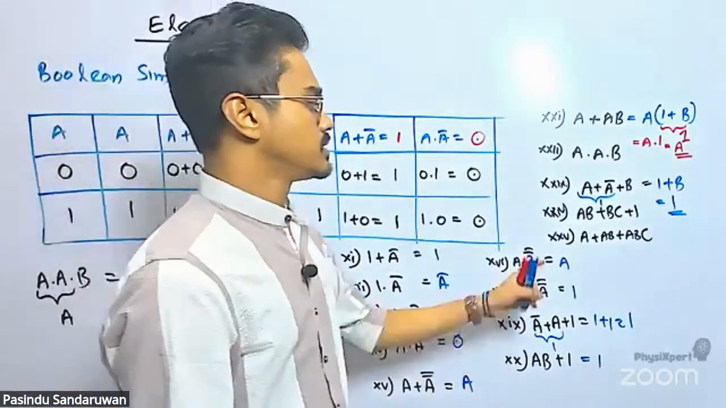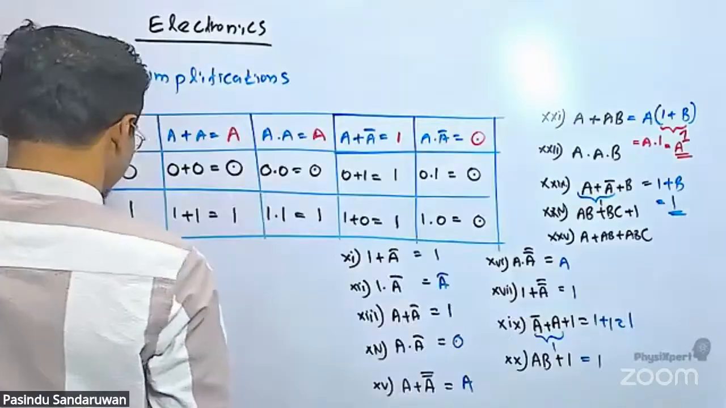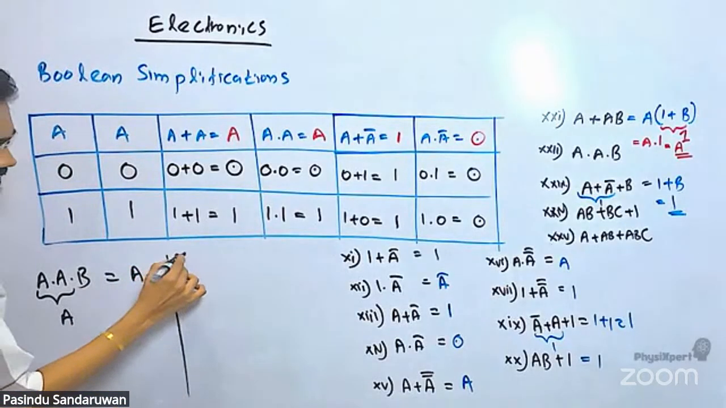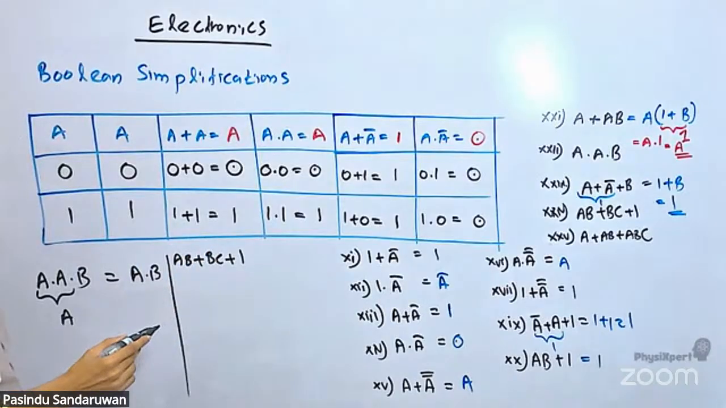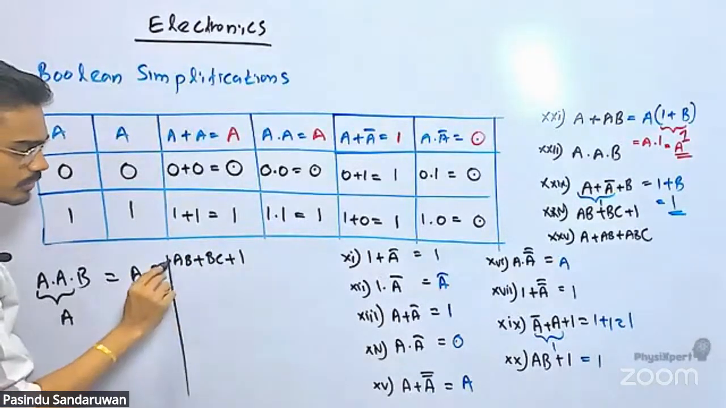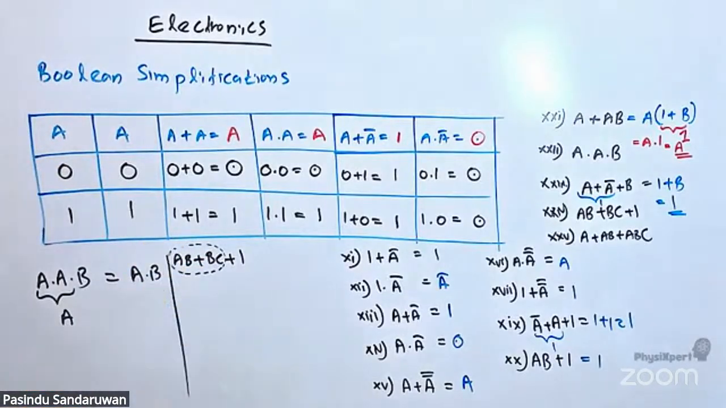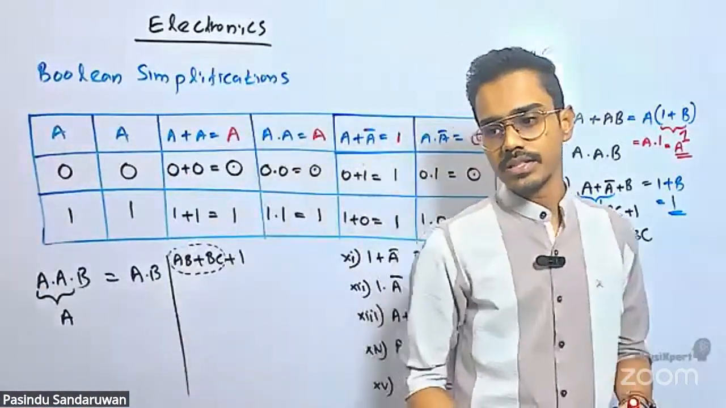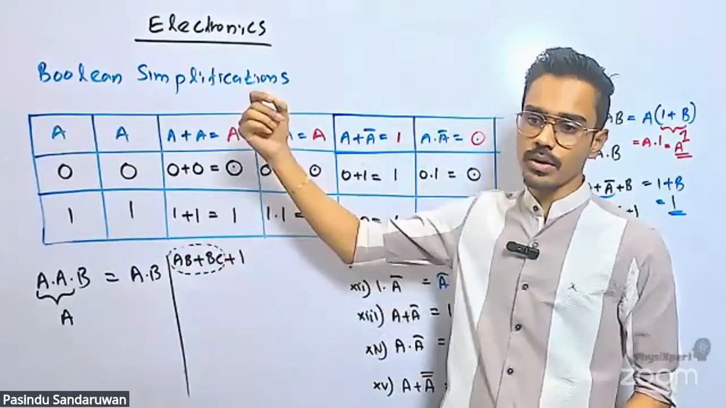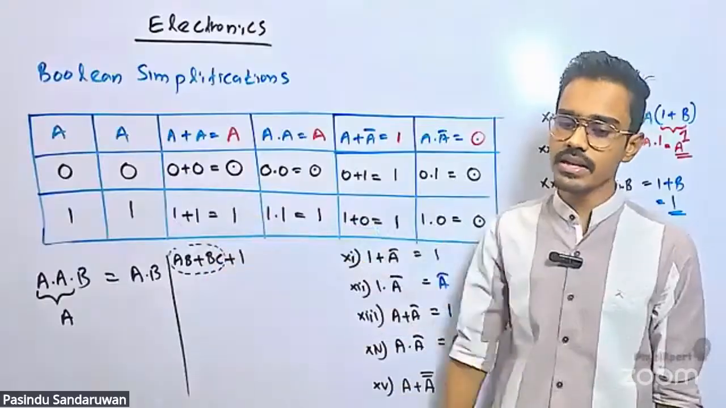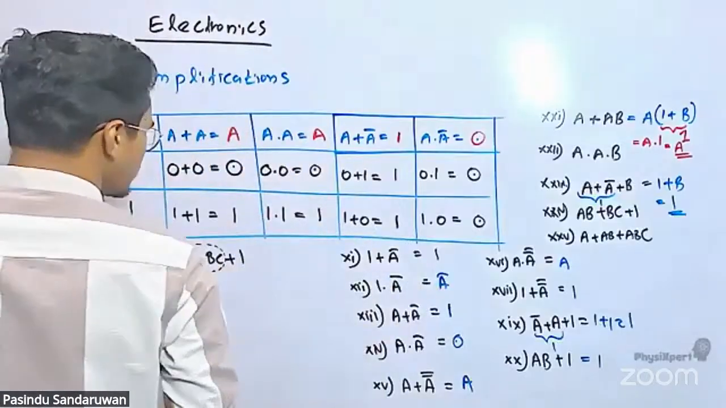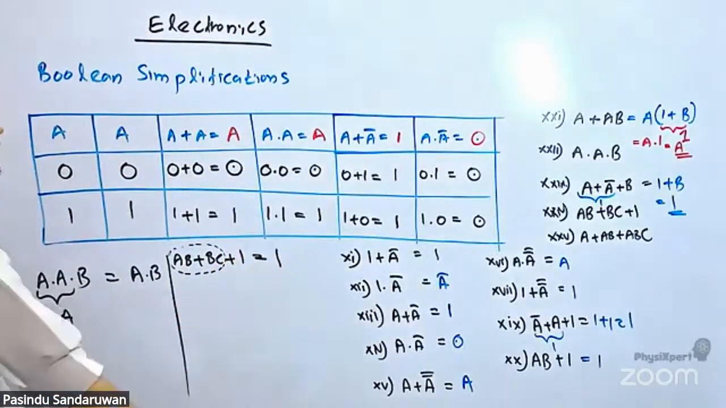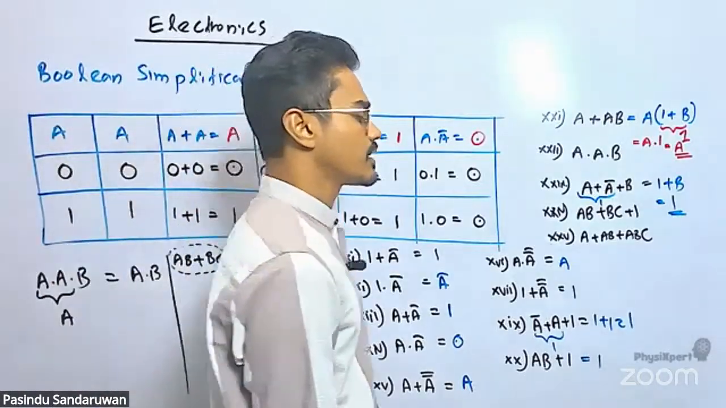Next one, AB plus BC plus 1. Now, as an expression, listen, this whole expression is going to take either 1 or 0 at the end of the day. Check one by one. Even though there is 0 or 1, the answer is always 1, which means this is always going to be 1.